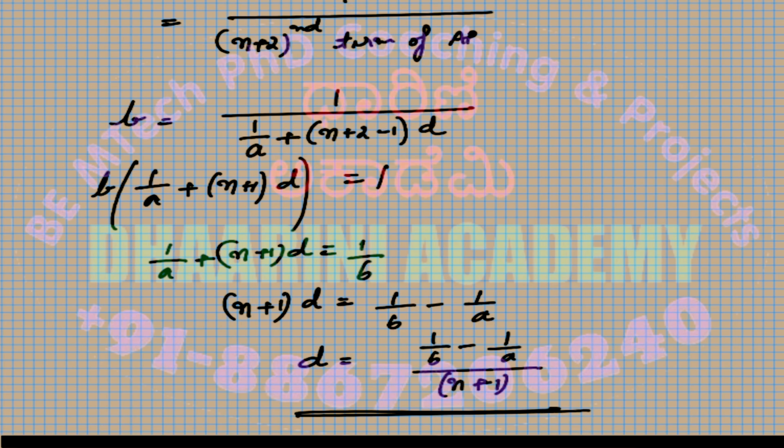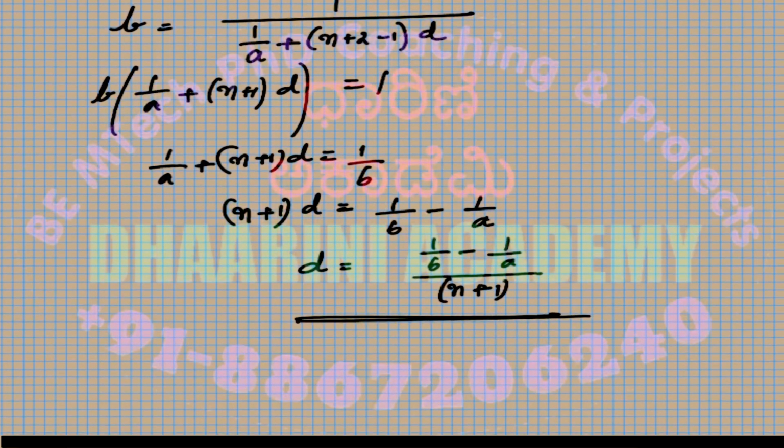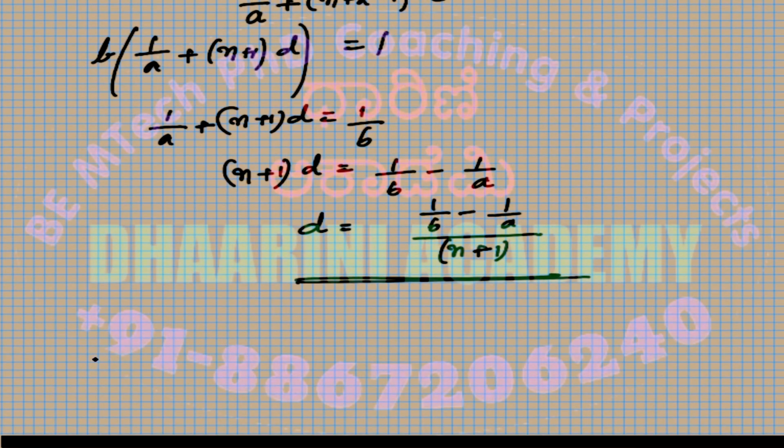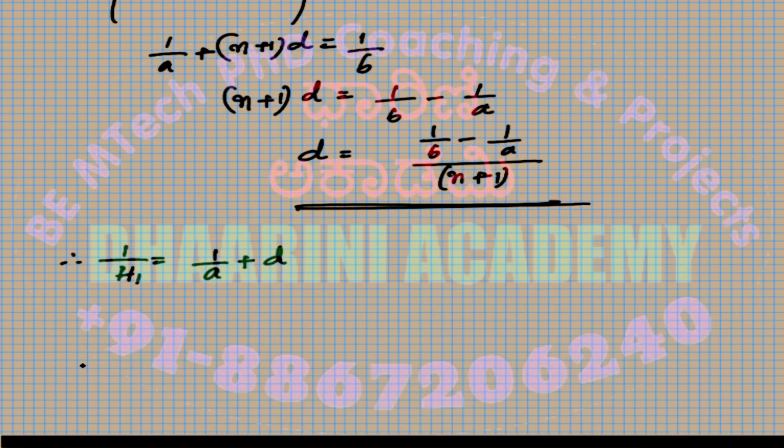Okay. Once we get the D, we know that we can write the terms like h1, h2, h3 from the basics, because from the harmonic progression, I can write 1 by h1. My first term should be the first term of the AP, which is 1 by A, plus this D value. So that is 1 by h1. So calculate 1 by h1 and go for h1, taking the inverse.